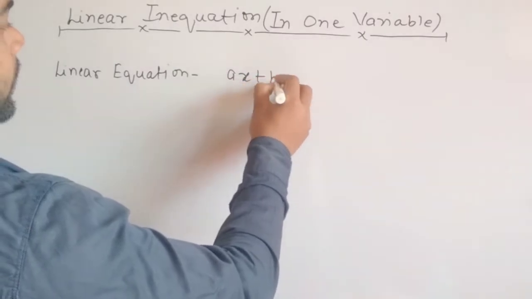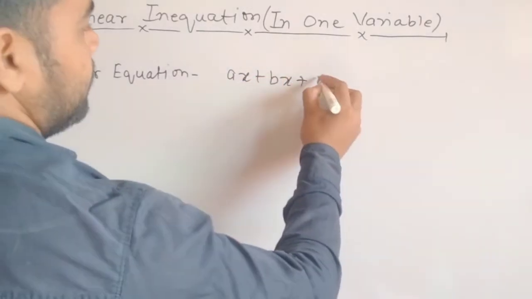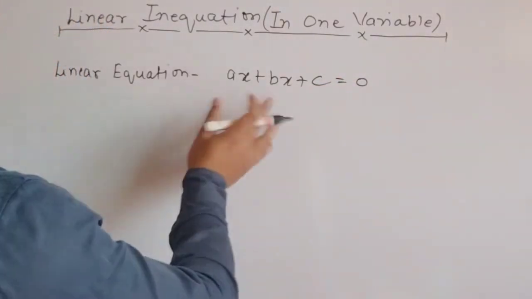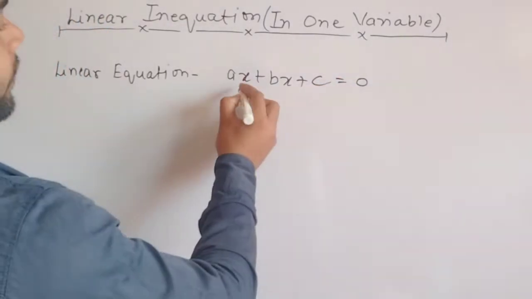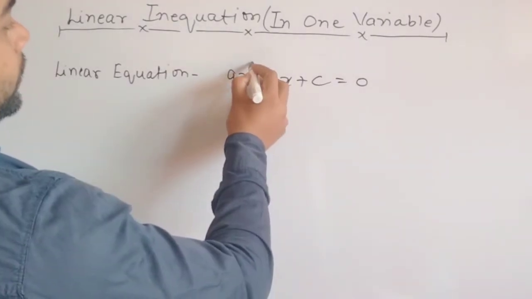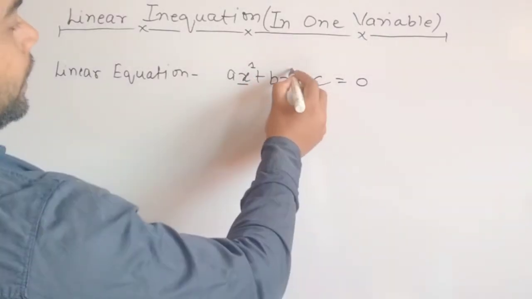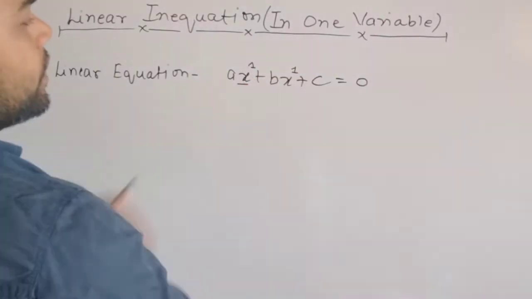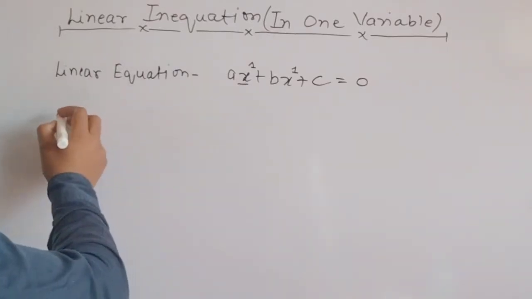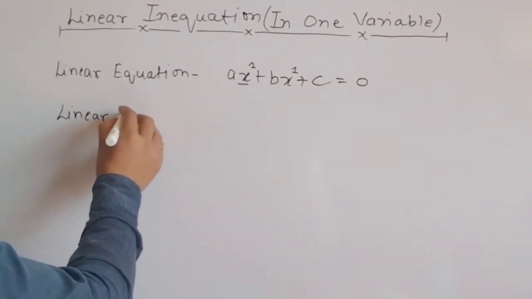Suppose ax plus bx plus c equals to 0. An equation is called linear if the variable which is used in this equation is of order 1. Here the order of the variable is 1. Here it is also. So this equation is called a linear equation. Same as linear inequation.